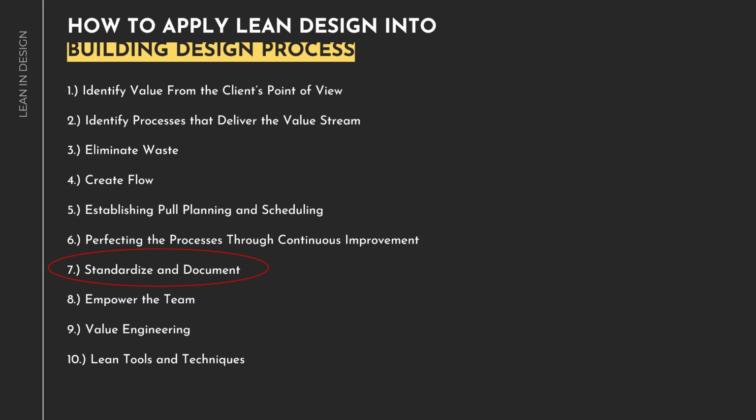Eighth, empower the team. That means promote collaboration and communication among team members and stakeholders. Give team members the authority to make decisions and solve problems as they arise. Foster a culture of accountability and responsibility. Ninth, value engineering. Continually evaluate design decisions to find more cost-effective and efficient solutions without compromising quality. Consider alternative materials, construction methods, and technologies.